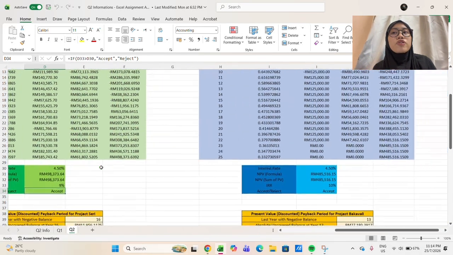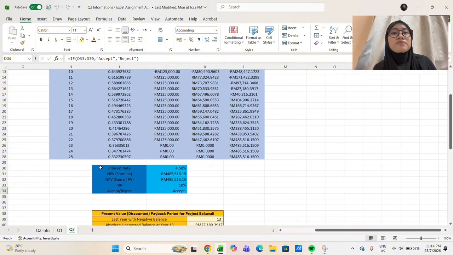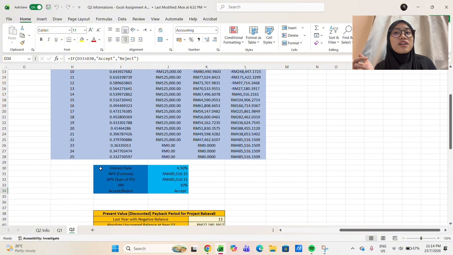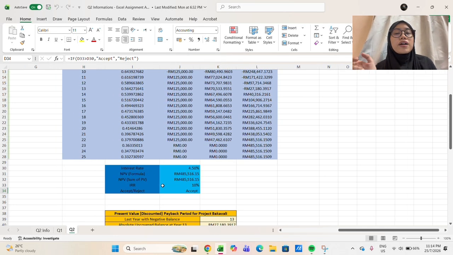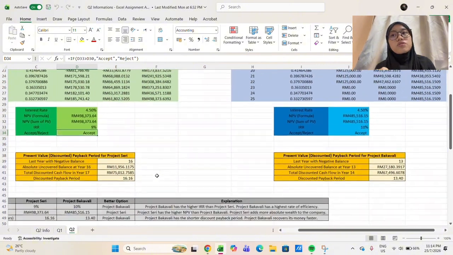But for growth project, unexpectedly it is accepted because their IRR is greater than their interest rate, for both project Bakavali and project Zairi.